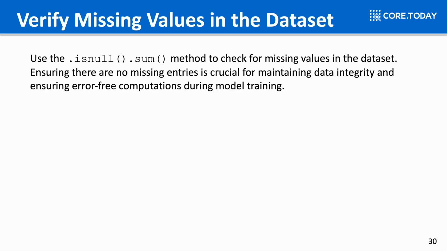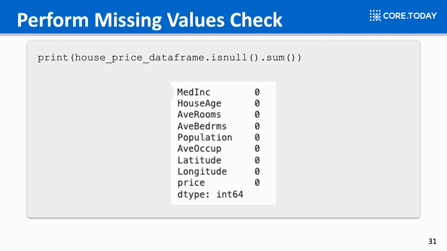If we find any missing values, we will need to handle them through techniques such as imputation or removal. Fortunately, the California housing dataset does not contain any missing values, which saves us an extra step. This code snippet prints the count of missing values for each column in the dataset. Ideally, all columns should show zero missing values, confirming that the data is clean and ready for further steps.